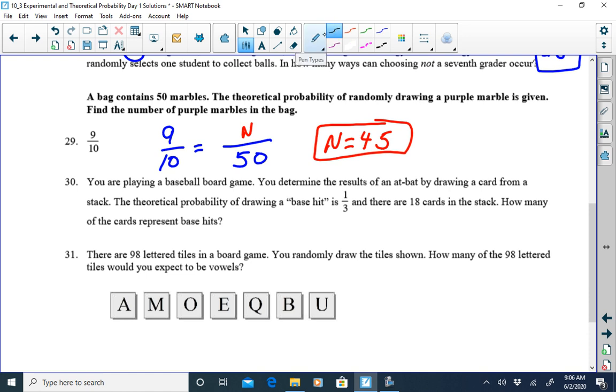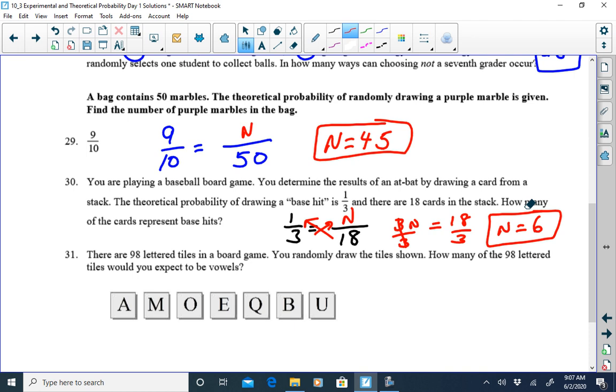Question 30. You're playing a baseball board game. You determine the results of an at-bat by drawing a card from a stack. The theoretical probability of drawing a base hit is 1 out of 3. If there are 18 cards in the stack, how many cards represent a base hit? Well, if 1 out of every 3 cards represents a base hit, and there are a total of 18 cards in the stack, how many cards represent a base hit? Right? We can set up a proportion, and we can write and solve. So you could either cross multiply and divide here. 3 times n is 3n. 18 times 1 is 18. And then we would divide both sides by 3. And n is equal to 6 for question 30.